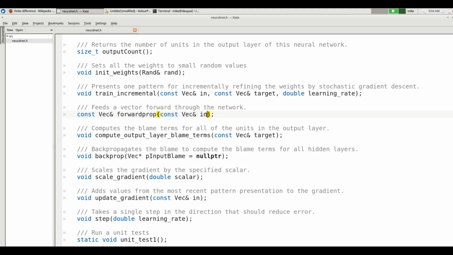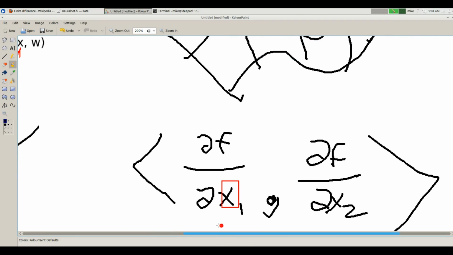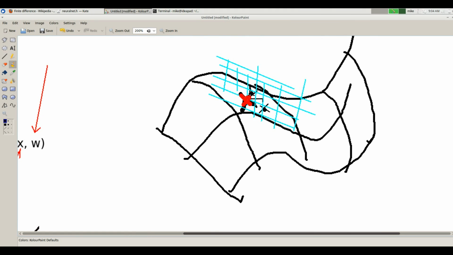We do not need labels, we need only the input. In this case, the input is the x vector, the vector of x1 and x2. It's this red point that specifies where on the neural network you want to differentiate.